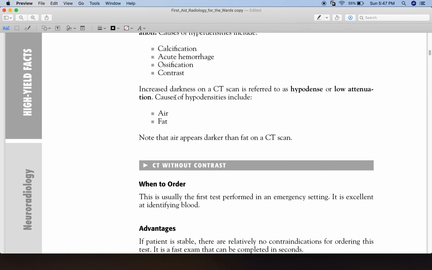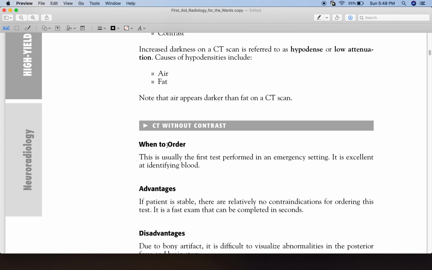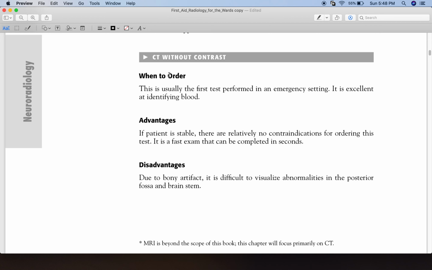Okay, increased darkness on a CT scan is referred to as hypodense or low attenuation. Causes of hypodensities include the following: we have either air or fat. But note that the air appears darker than the fat on CT scan. So this is a good way to differentiate between air and fat on the CT scan, which will be helpful for us.